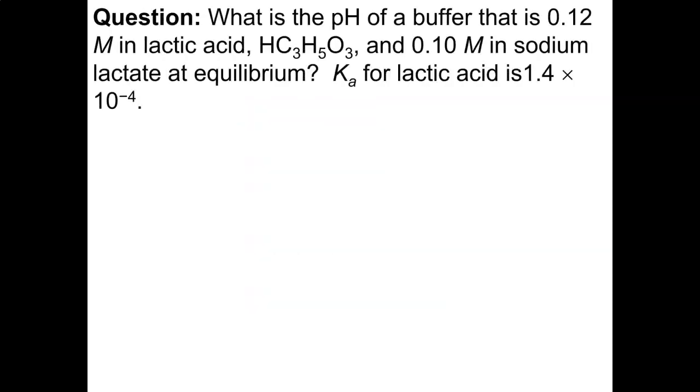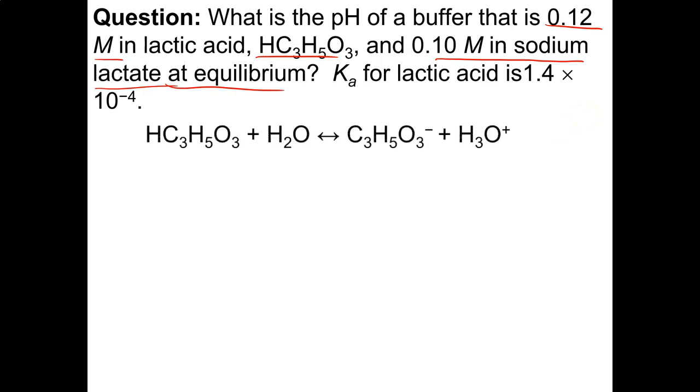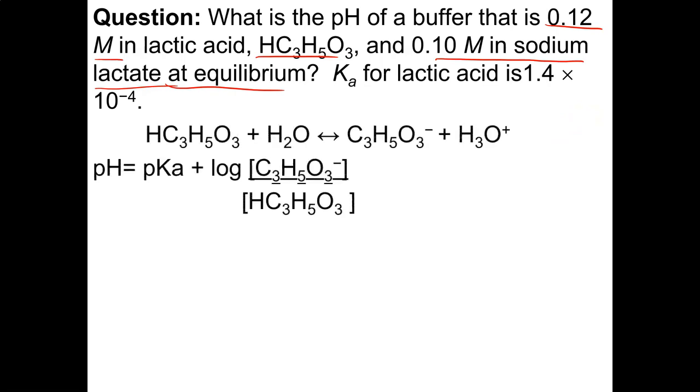All right, so what's the pH of a buffer that's 0.12 molar lactic acid, which is this thing, and 0.1 molar in sodium lactate at equilibrium? So they give me equilibrium concentrations. Henderson-Hasselbalch is based on equilibrium concentration, and they're giving it to me. So I don't need to do a chart or anything cute for this. I already have the end values. And I have Ka, which I'm going to use for the pKa. So watch what I do. I'm going to write the reaction for fun. Here's my setup.